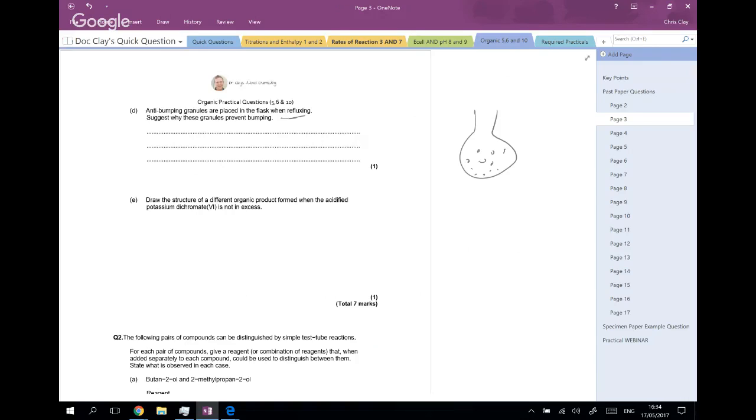Then here we've got to draw the structure of a different organic product formed when the acidified potassium dichromate is not in excess. So in other words, presumably here, knowing our idea of primary, secondary, tertiary alcohols and the sorts of products that can be formed when we do oxidation. So the fact that we can get aldehydes, the fact that we can go on to form carboxylic acids, and the fact that secondary alcohols only go on to form ketones.